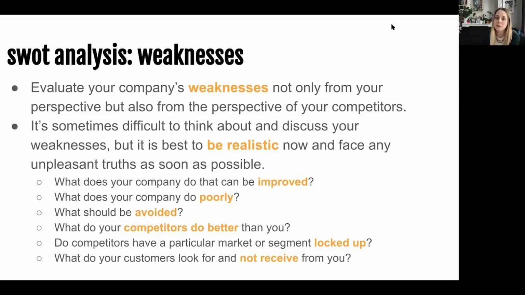So what does your company do that can be improved? What does your company do poorly? What should be avoided? What do your competitors do better than you? And do competitors have a particular market or segment absolutely locked up? And what do your customers look for and not receive from you? So what might turn a customer away from your business because they don't find it?